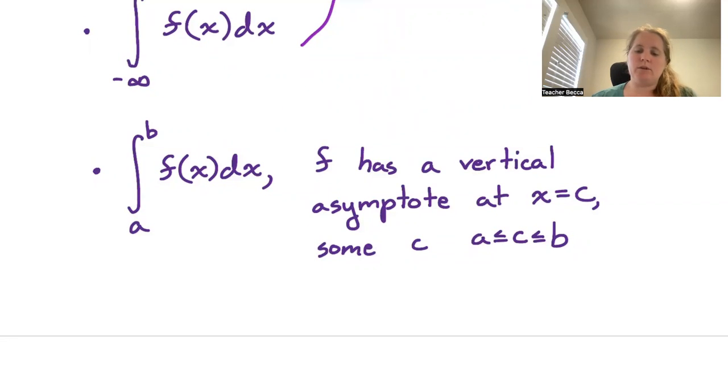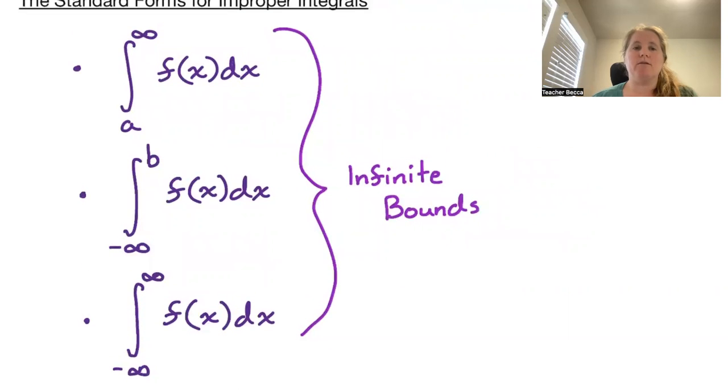So in the next couple of videos, we're going to focus on the case where we have infinite bounds. And then we will move into what we do when we have our vertical asymptote, when our function f is unbounded. All right.